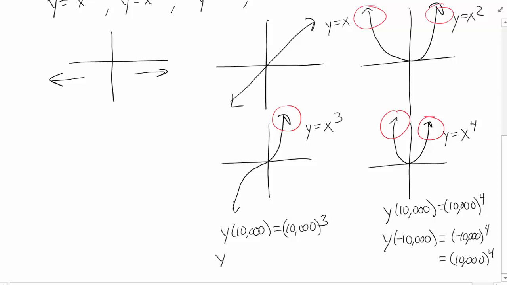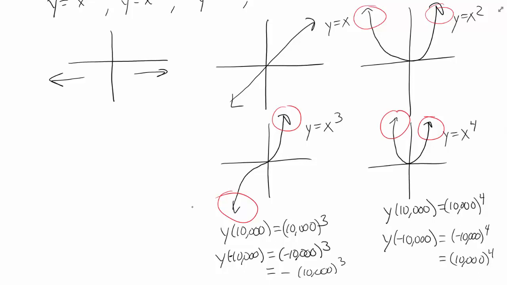Versus if you had plugged in a negative, here's where it's different. You'll get a negative 10,000 to the third. Well, a negative 10,000 times itself 3 times is going to be a negative overall, which is why it goes down left, because the y value is negative, and it's big negative, okay? So any odd exponent, like x to the fifth, x to the seventh, is going to have that same type of idea.